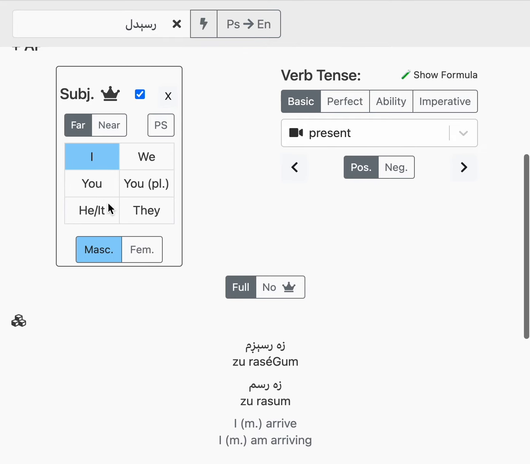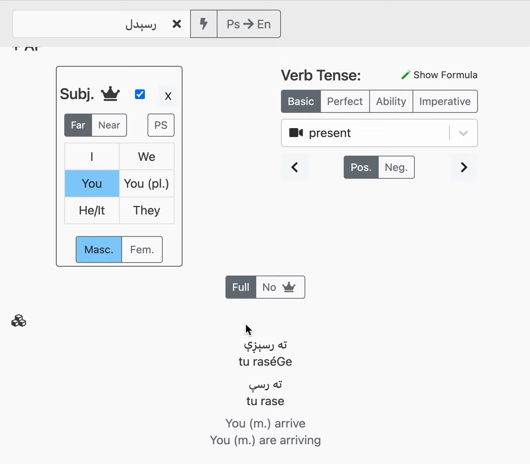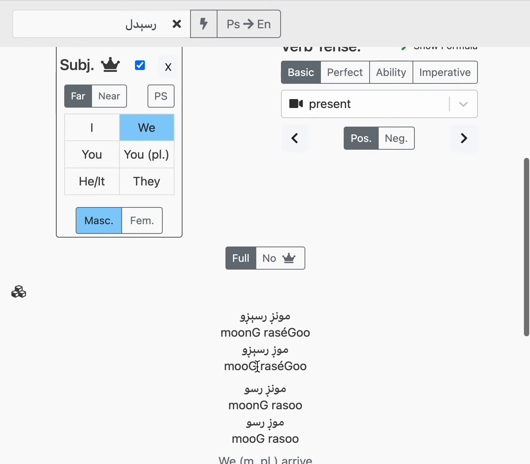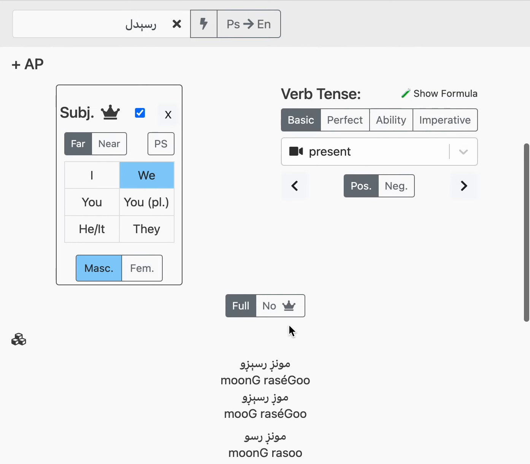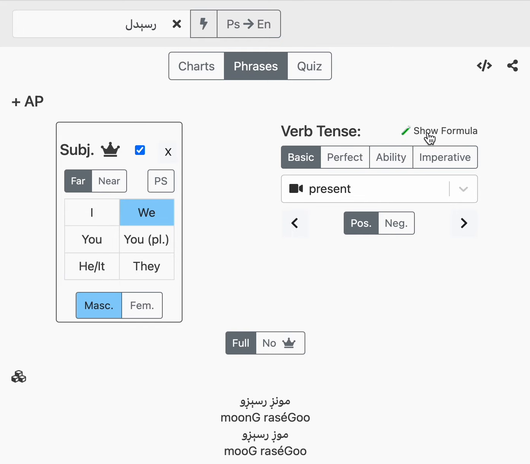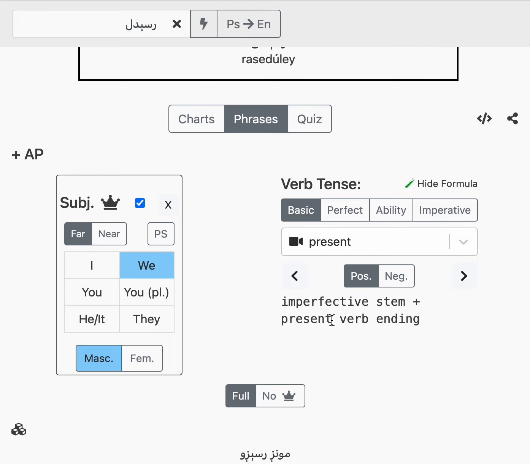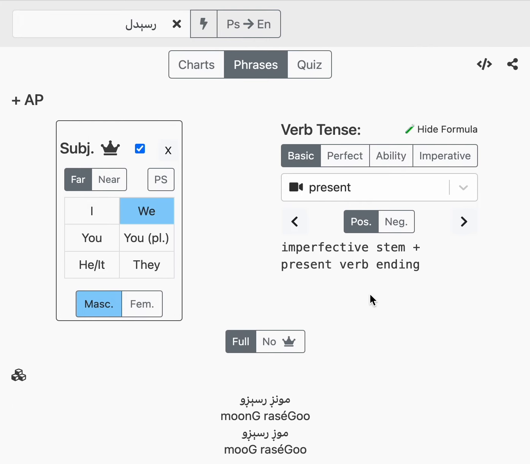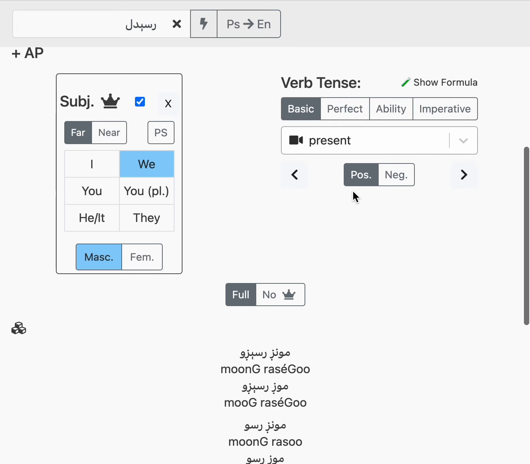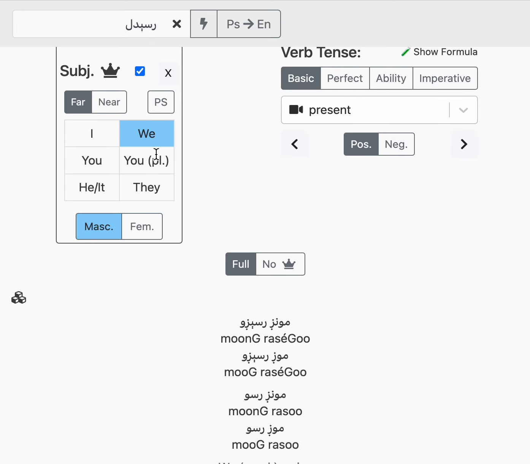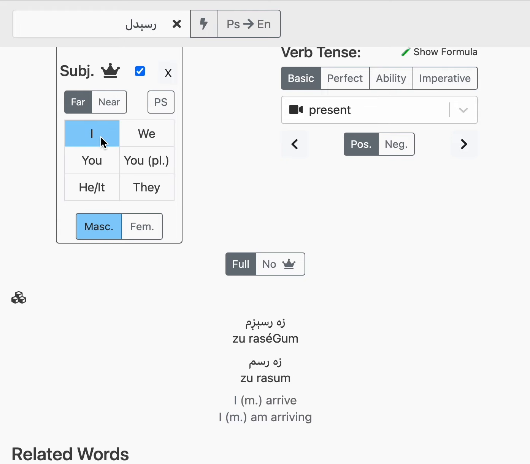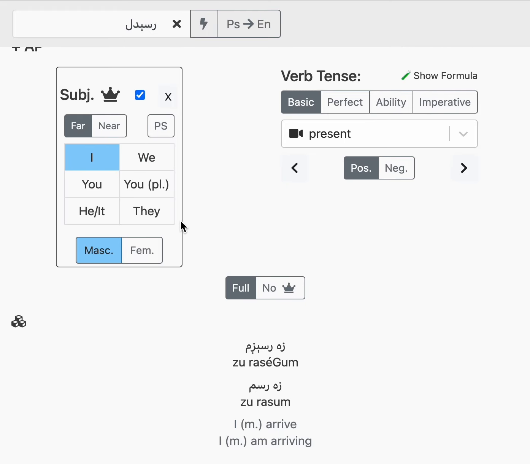So when we change the subject, the subject will be controlling the verb. That's what it means to be the king of the phrase, is to control the verb. So if I say you arrive, terasigi, or if I say we arrive, mungrasigu, like that. So with the present tense, we are taking the imperfective stem, and we are adding the present verb ending. And you can look in the grammar to see what those are. So we have a subject which is not inflecting or doing anything weird. It's just hanging out, and it is controlling the verb.